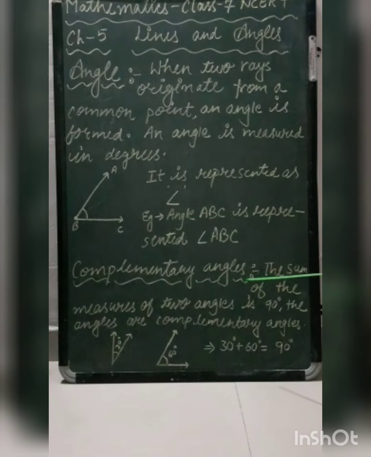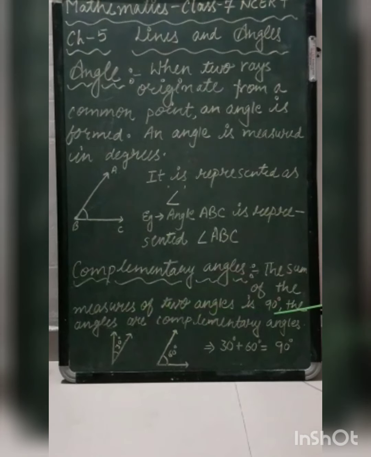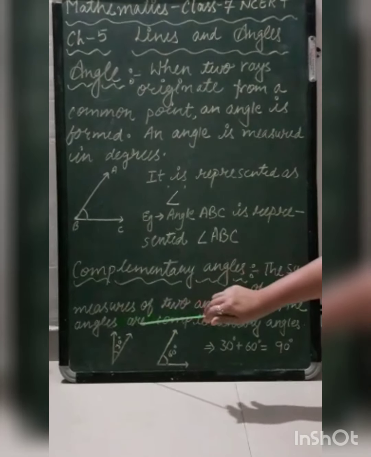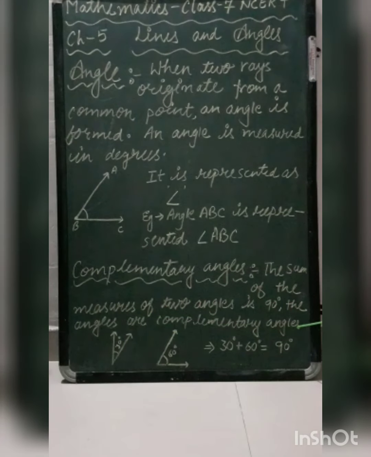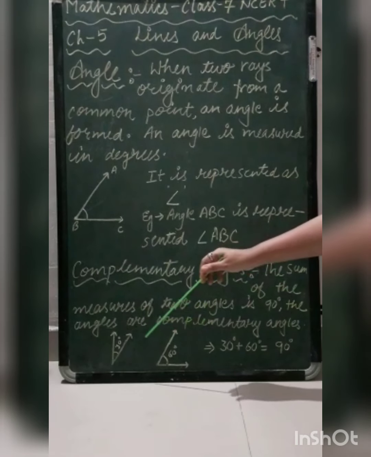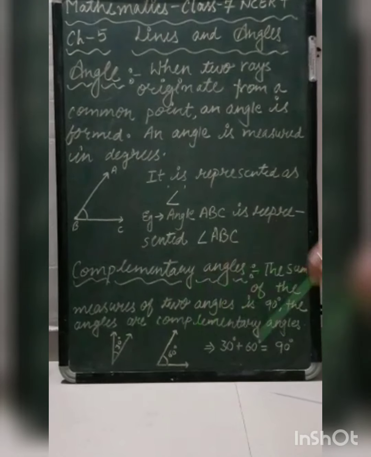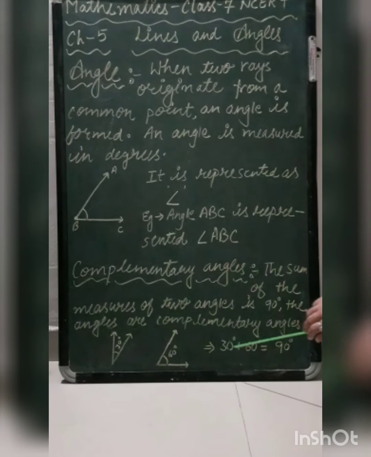Now the next definition is complementary angles. What are complementary angles? If the sum of the measures of two angles is 90 degrees, then the angles are complementary to each other, right? So you can see that in this figure the two angles measure 30 degrees and 60 degrees. When we add them, 30 degrees plus 60 degrees, we get 90 degrees. So these two angles are complementary angles to each other.